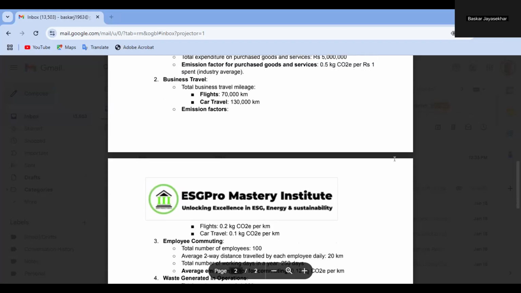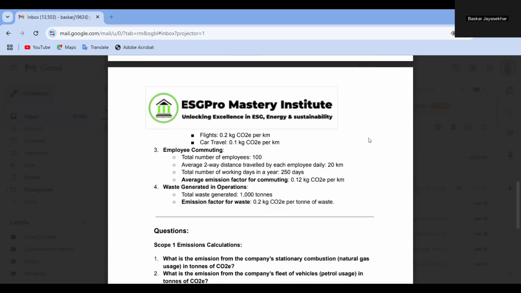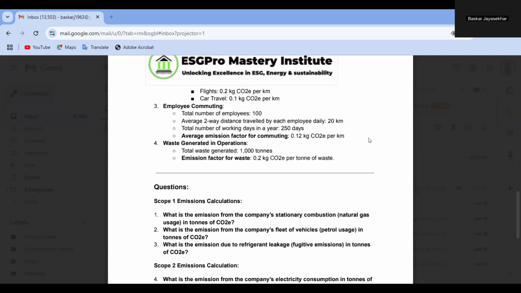Business travel. Total business travel mileage in flights is about 70,000 and car travel is about 1,30,000 kilometers. Emission factors: flights, it's 0.2 kg CO2 equivalent per kilometer. Car travel is 0.1 kg CO2 equivalent per kilometer.